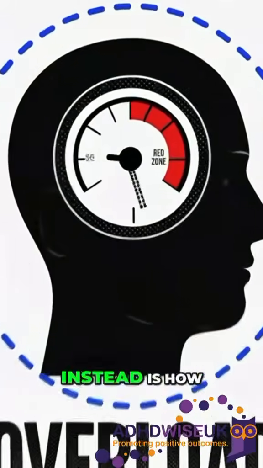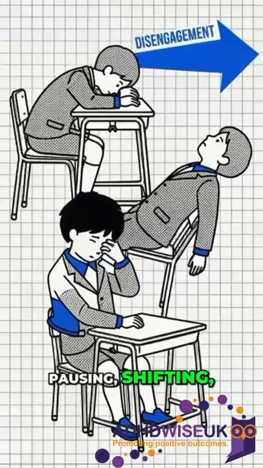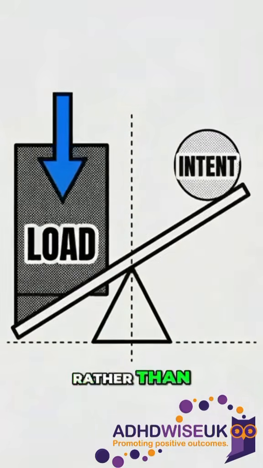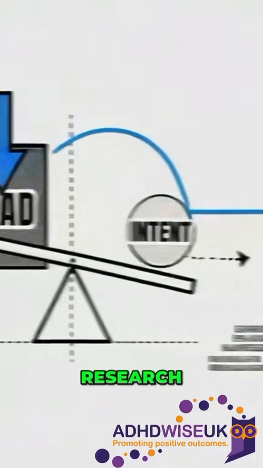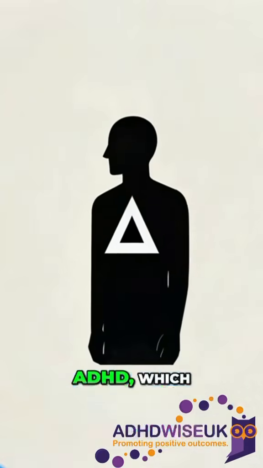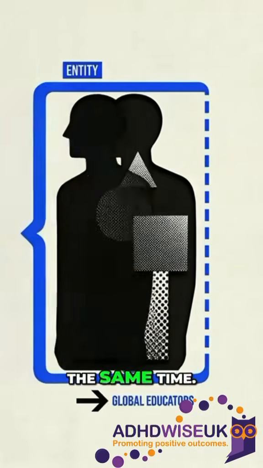What we see instead is how the person is responding to that demand, pausing, shifting, looking away, disengaging, responses to load rather than indicators of intent. Research indicates that some visual difficulties co-occur more frequently with ADHD, which means that in some cases more than one factor may be present at the same time.